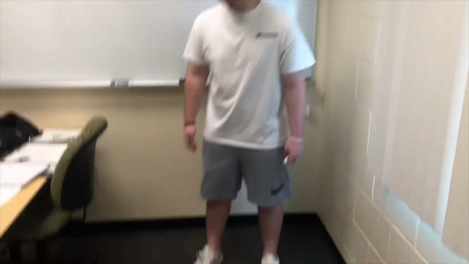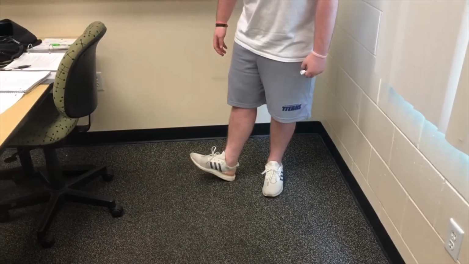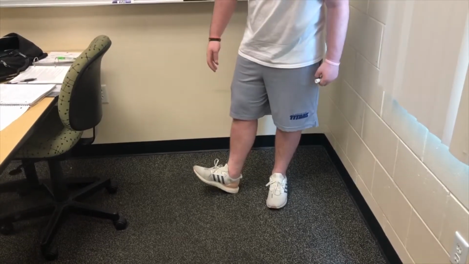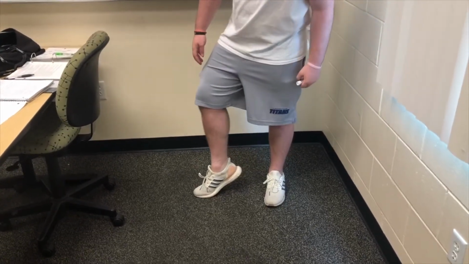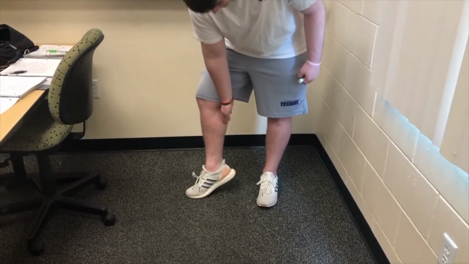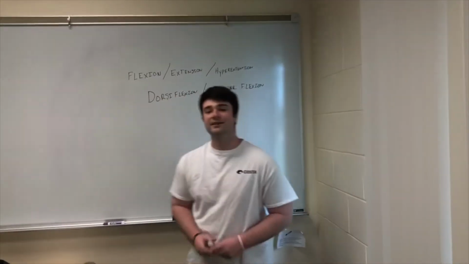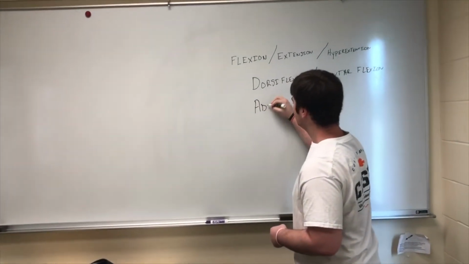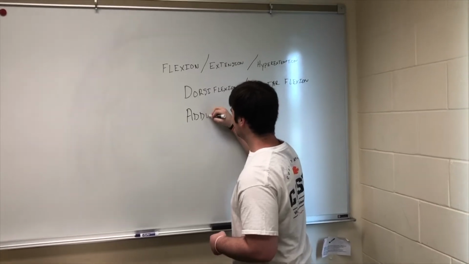All right, the movements for dorsiflexion are when your heels are down and your toes up, flexing your calf. The next one is plantar flexion, when you put your toes down and your heel up. This is also flexing the calf. The next one is adduction and abduction.